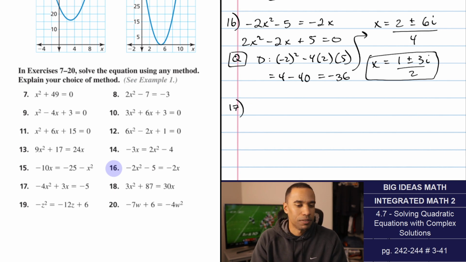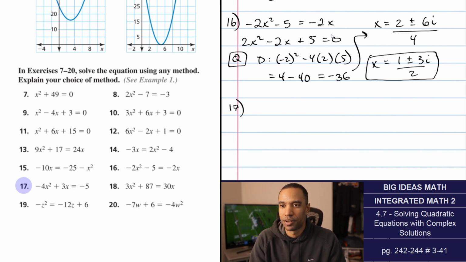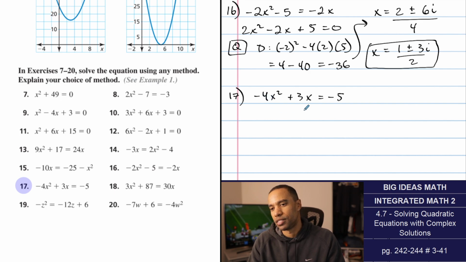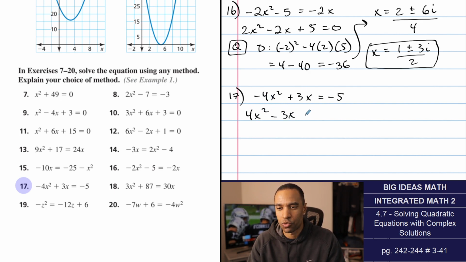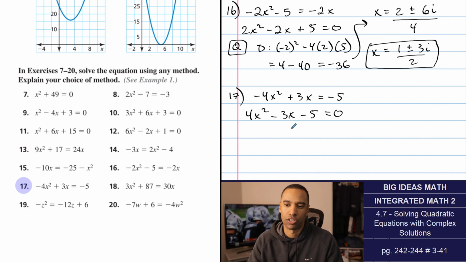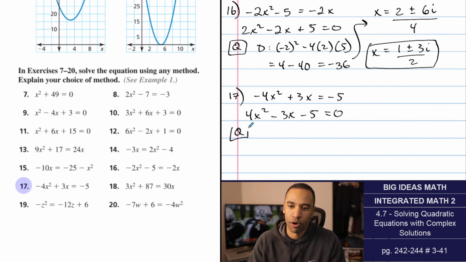Number 17. I didn't get to do a lot of completing the square yet. And I won't here. Negative 4x squared plus 3x equals negative 5. Let's add that, subtract that over. Positive 4x squared minus 3x minus 5 equals 0. Non-factorable. So let's go with quadratic formula.